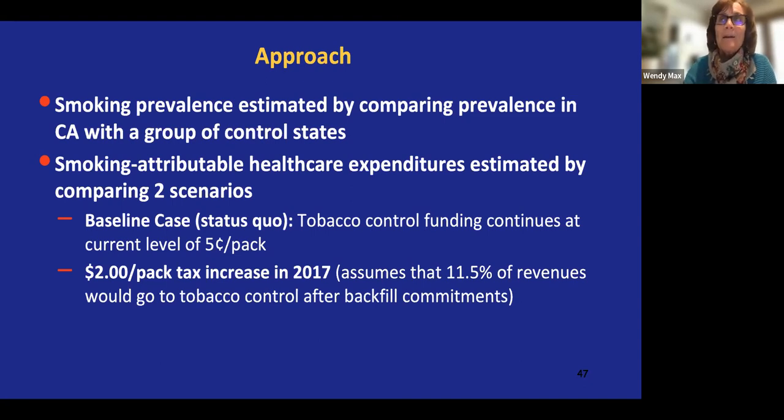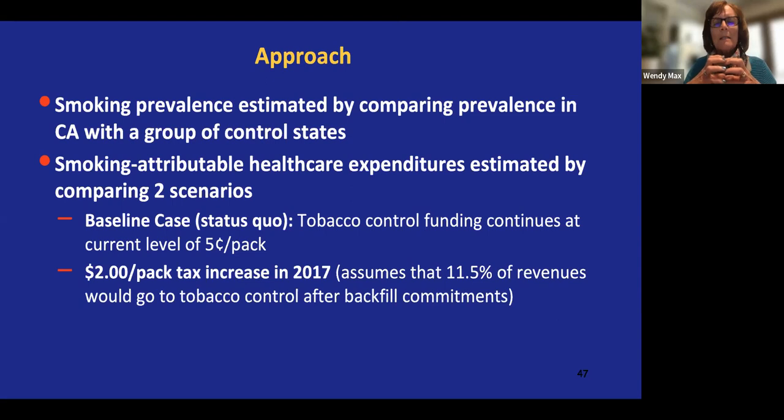But there's a question of what that money, the tax revenue, is used for. In this case, the tobacco tax revenue goes at least in part to tobacco control funding. So at the same time prices are going up, tobacco control programs are expanding. And so that also has a reinforcing impact. So we had to consider both of these.